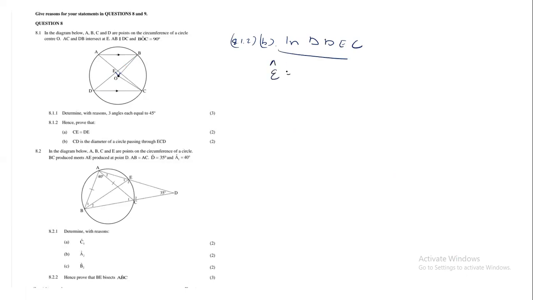Angle E is equal to 180 degrees, subtract this 45 degrees that we have proved already, subtract this other 45 degrees that we have proved already. Why do we do this? Because we're talking about the sum of angles in a triangle. So that means 180 minus 90 is going to be 90 degrees. That means angle E in this case is going to be 90 degrees.